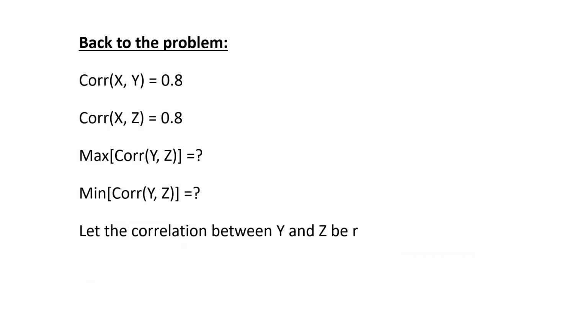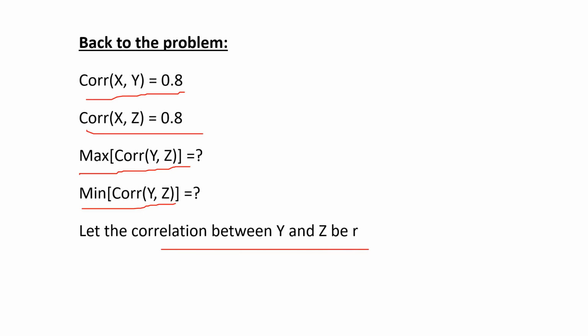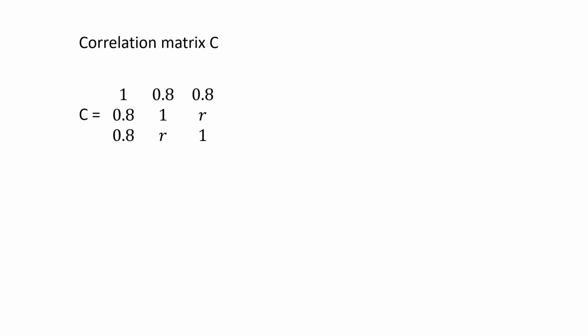Now coming back to our problem, we are given that correlation between x and y is 0.8, correlation between x and z is 0.8, and we have to find the maximum and minimum correlation between y and z. Let's assume the correlation between y and z is R. So the correlation matrix can be written like this. We have the correlation between x and y 0.8, x and z 0.8, and the correlation between y and z we have assumed R.